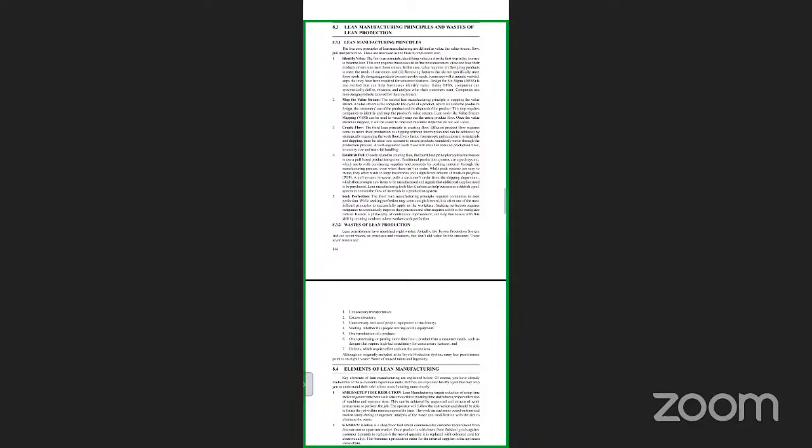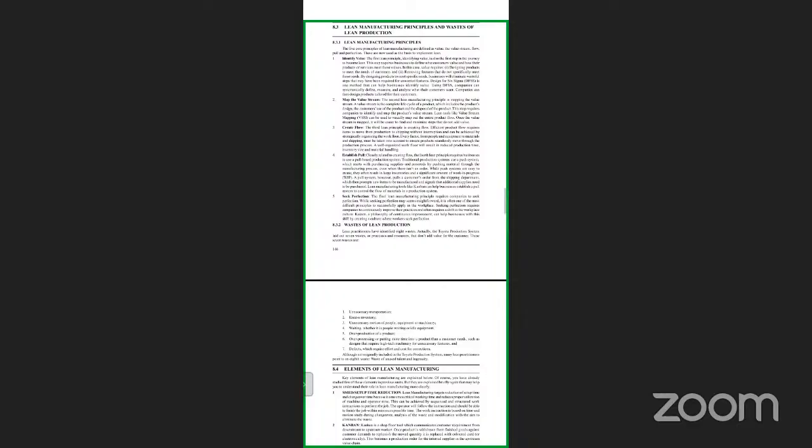And establish pull. It is closely related to creating flow. This is the fourth lean principle, which requires businesses to use a pull-based production system. Traditional production systems use a push system, which starts with purchasing supplies and proceeds by pushing material to the manufacturing process, even when there isn't any order. While push systems are easy to create, they often result in large inventories and a significant amount of work in progress.